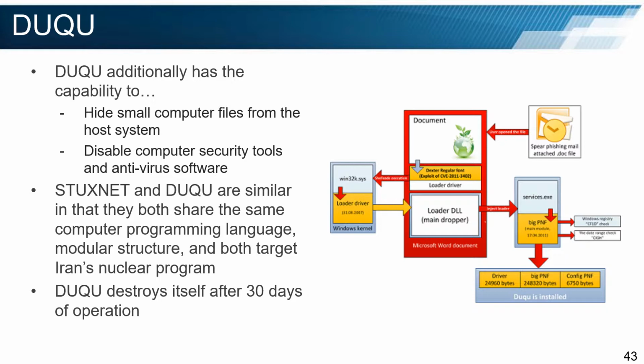DUQU destroys itself after 30 days of operation. Researchers believe DUQU, although discovered after STUXNET, may have been used to gather data needed for the STUXNET attack. Alternatively, DUQU could have been used to gather information for another future STUXNET-like attack.